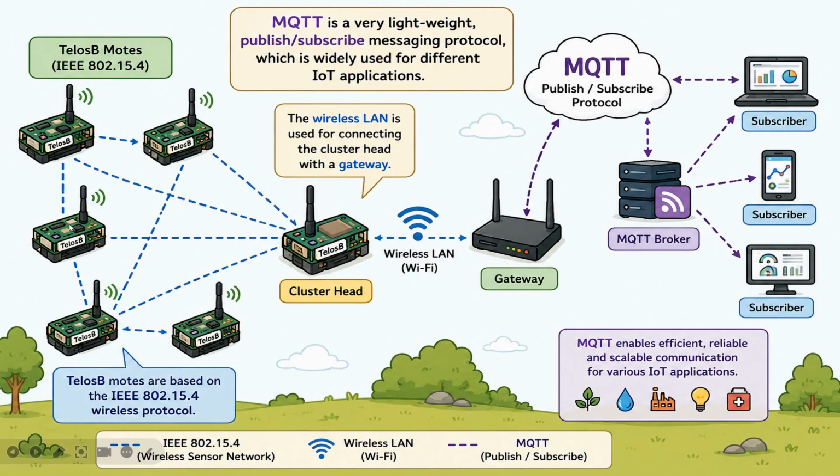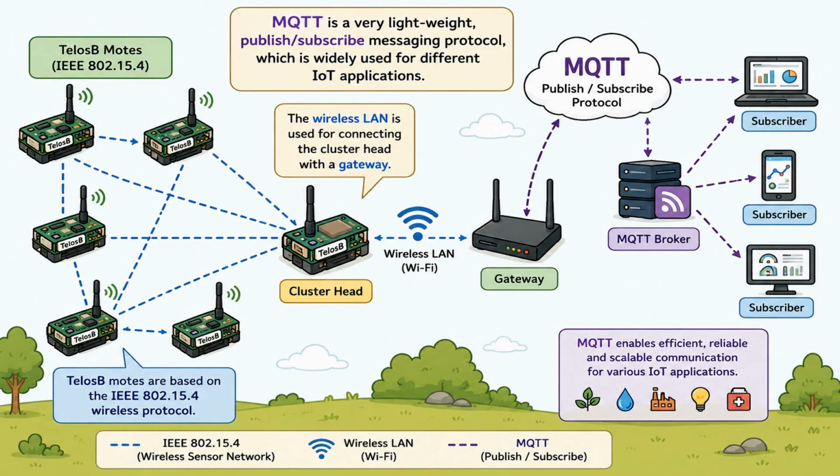Now here you can see several TelosB motes are displayed, and these are wireless sensor nodes that operate using the IEEE 802.15.4 wireless communication protocol, and the motes communicate with one another using a wireless sensor network, which is shown by these dashed blue lines, and these nodes collect the environmental or sensor data, and it is sent to the central node, which is called the cluster head here. Now the cluster head acts as a coordinator that gathers the information from all the nearby sensor nodes.